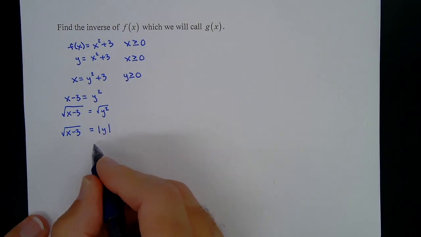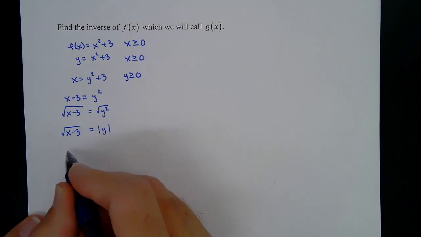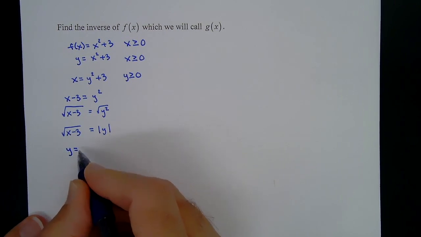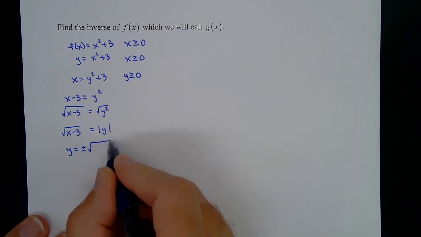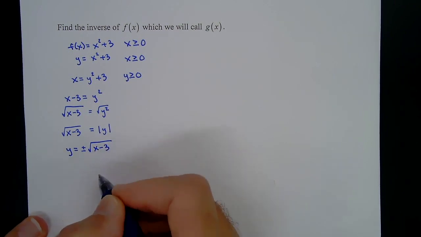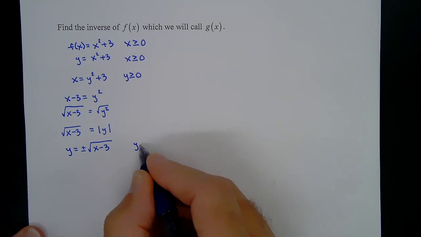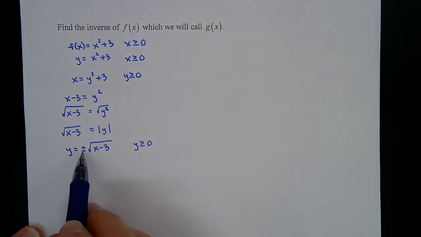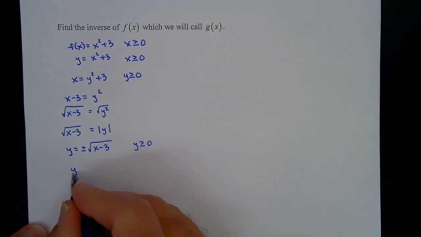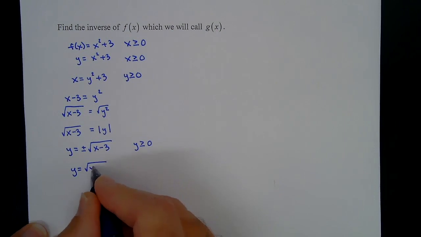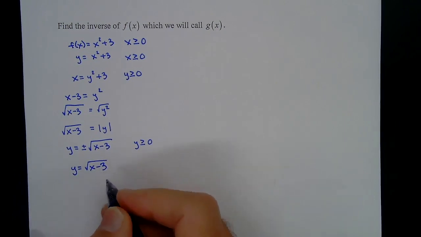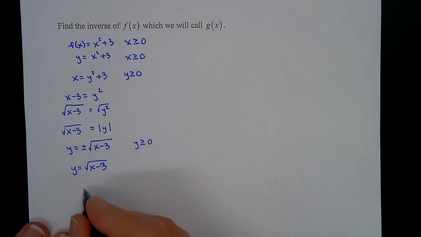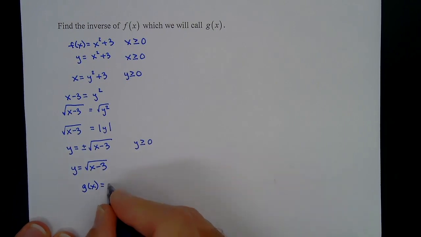Okay, and then to solve this, we get y is equal to plus or minus the square root of x minus 3. Now, earlier we said y has to be greater than or equal to 0. If y has to be greater than or equal to 0, then it can't be the negative one, right? So y is equal to the square root of x minus 3. That's our inverse function, g of x, which is the inverse of f, is the square root of x minus 3.